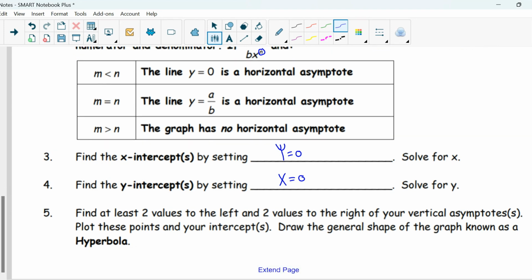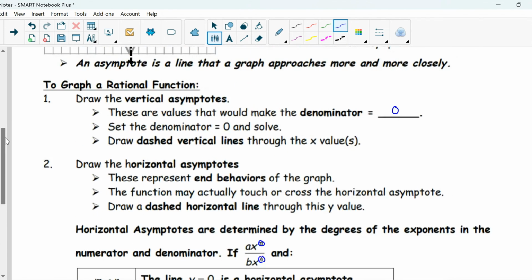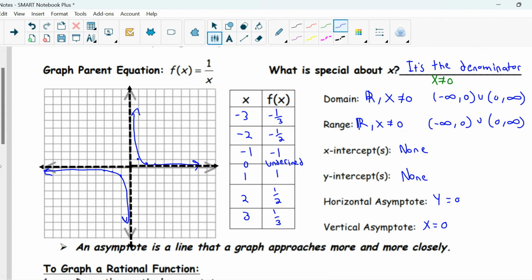Final thing here, we have to find two values to the left of the vertical asymptote and two values to the right. Plot these points and your intercepts, and then draw the general shape of your graph. That is known as a hyperbola. So the shape of the graph that we've created here is considered a hyperbola.